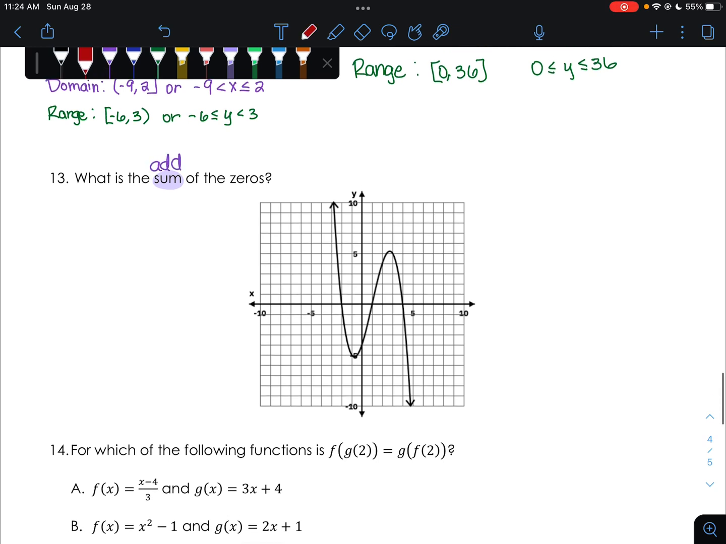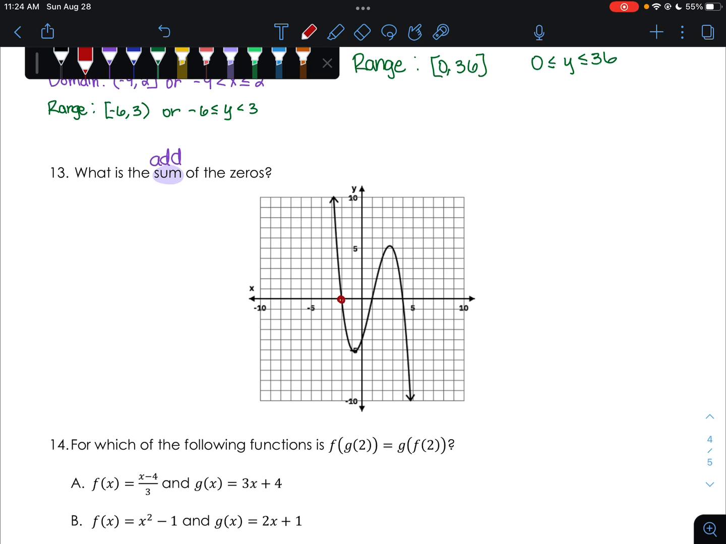So my first zero is at -2. My second zero is at 1, so I'm going to add that. My third zero is at 4, so I'm going to add that. So -2 plus 1 plus 4, that would give me 3. So my answer for the sum of the zeros is 3.